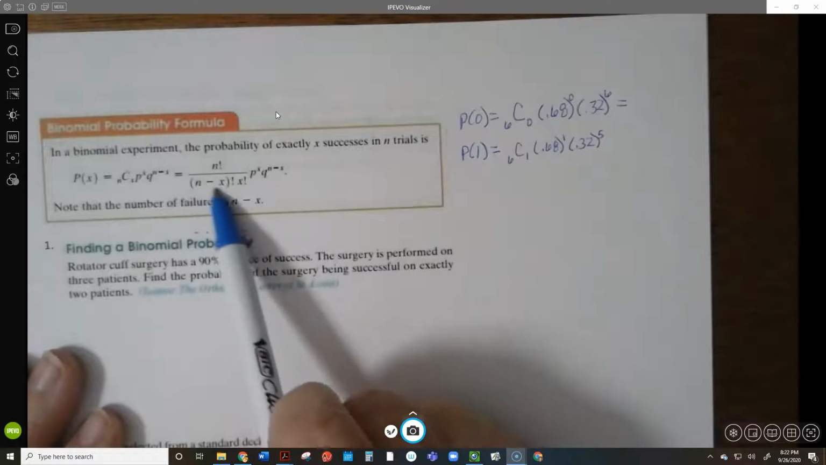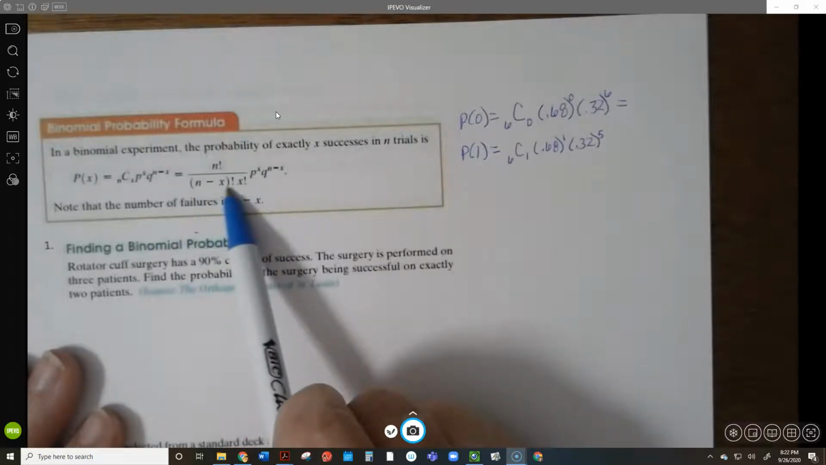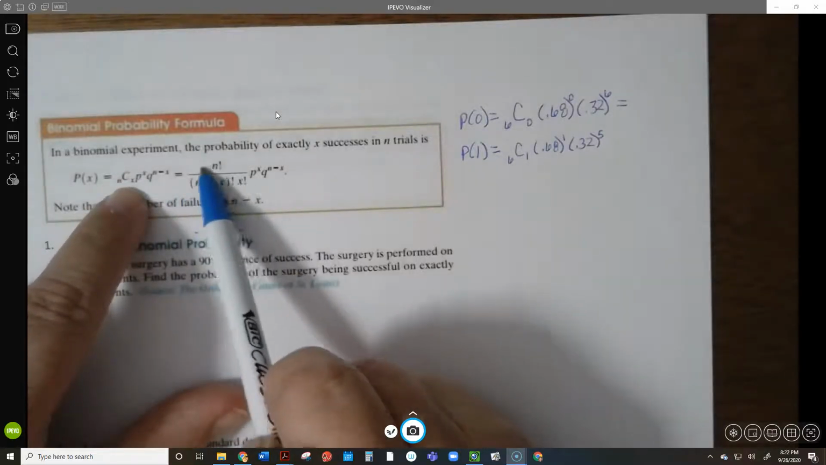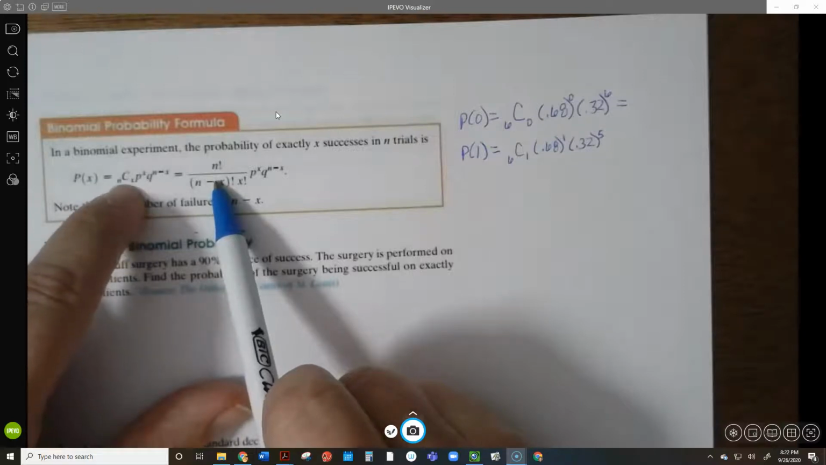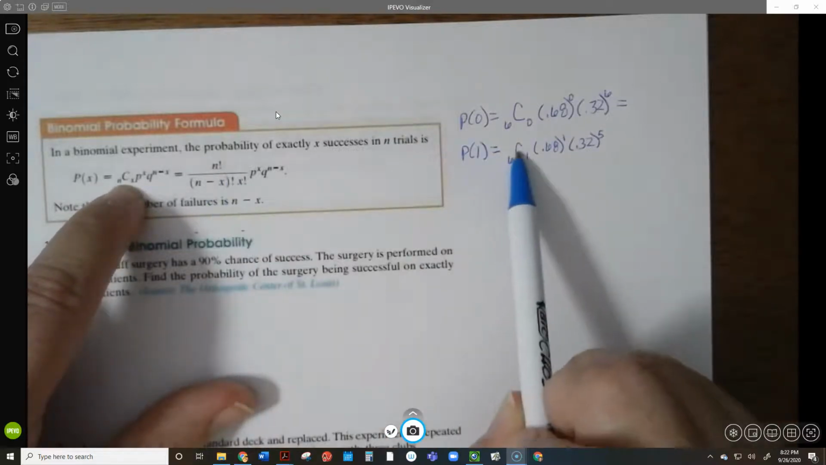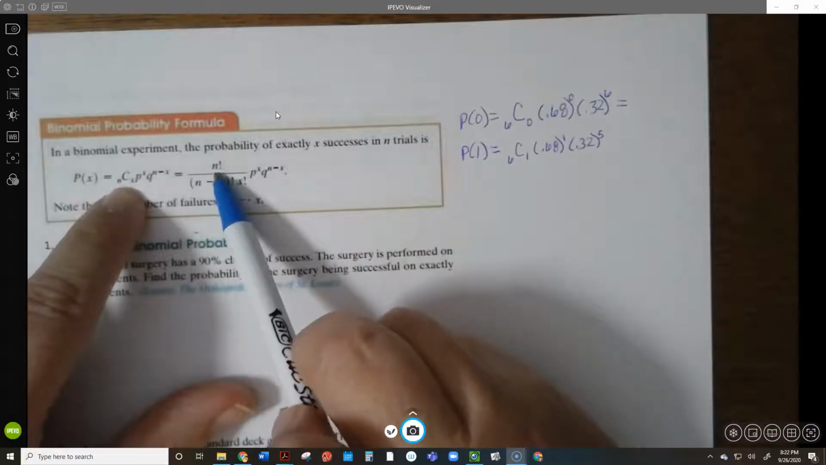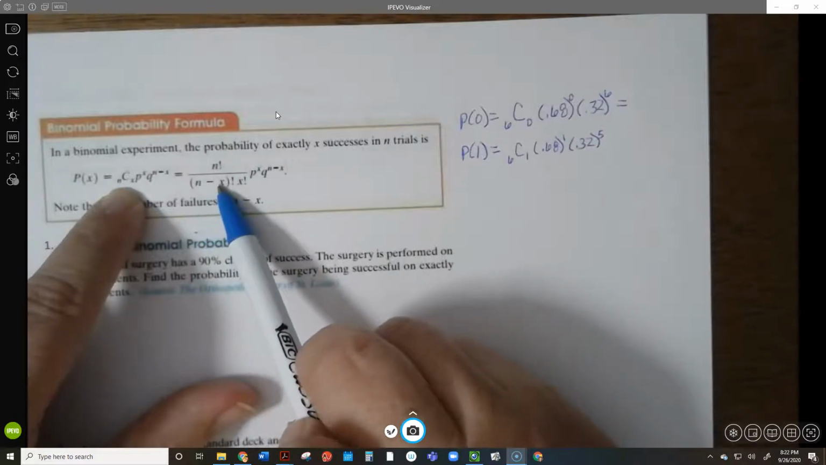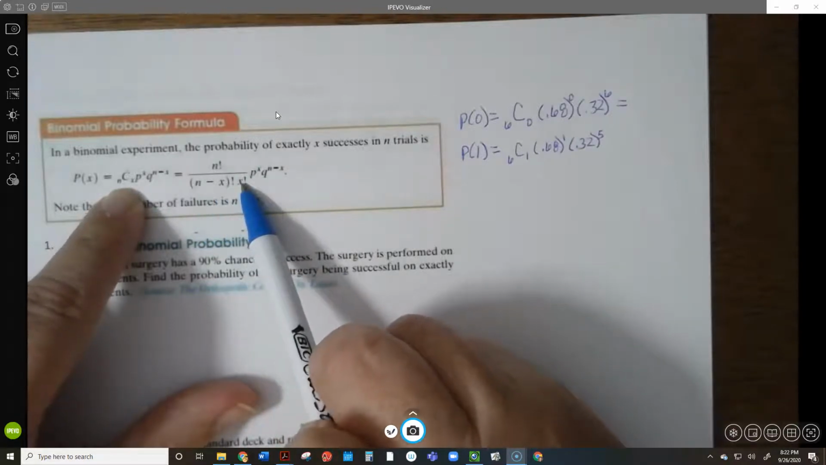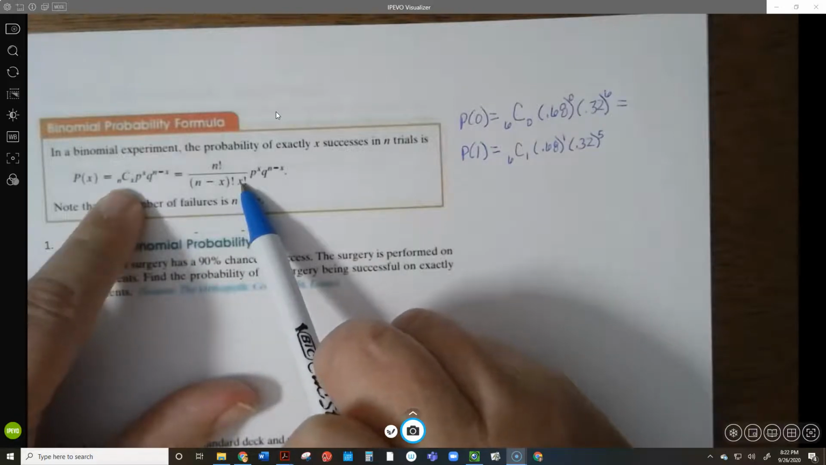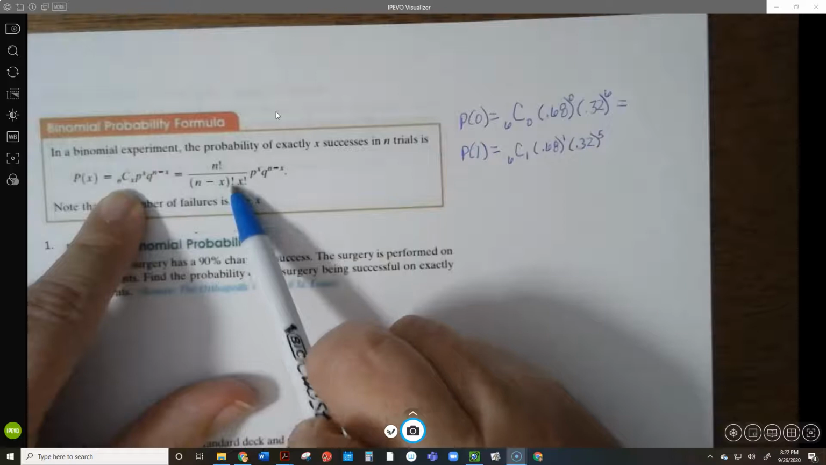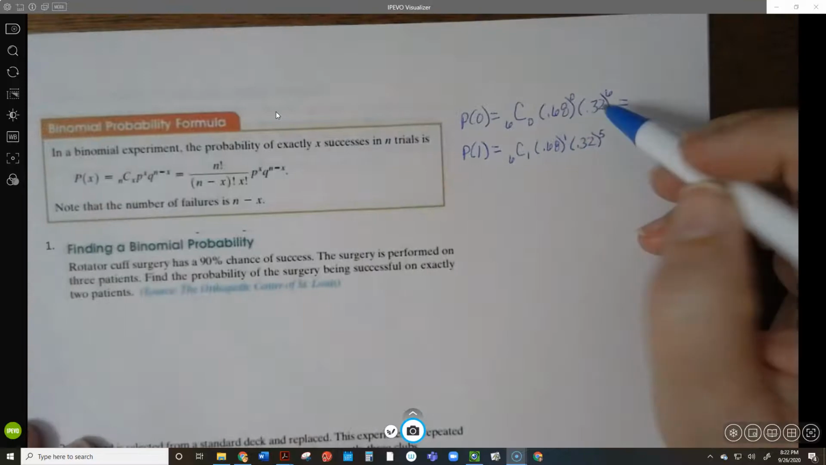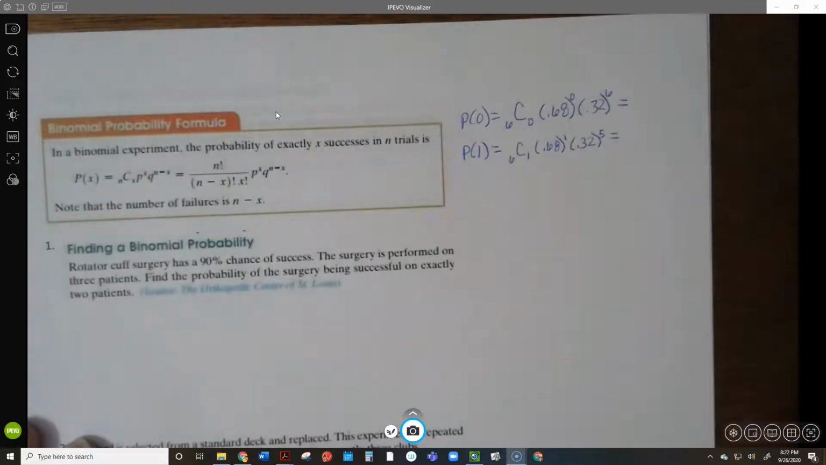Now this part right here is if you do the nCx by hand. If you don't have a calculator that has this option, then you would do 6 factorial over 6 minus 0 factorial times 0 factorial. And by the way, 0 factorial is not 0. 0 factorial is 1. Then you would multiply it times p raised to the x times q. So it's just a pattern based on what you're finding the probability of.